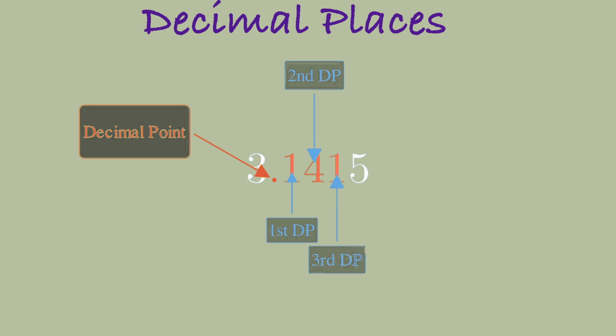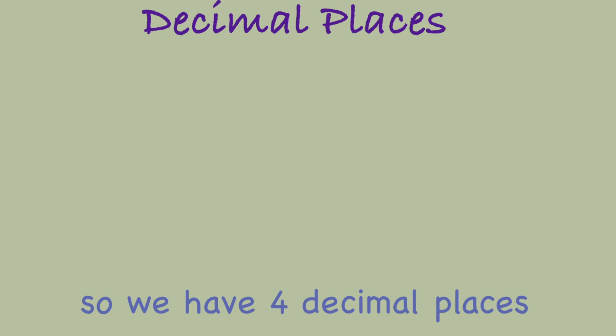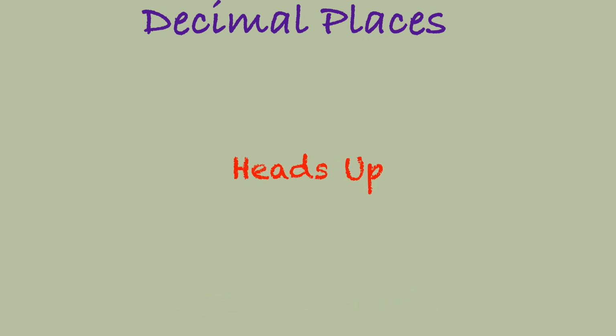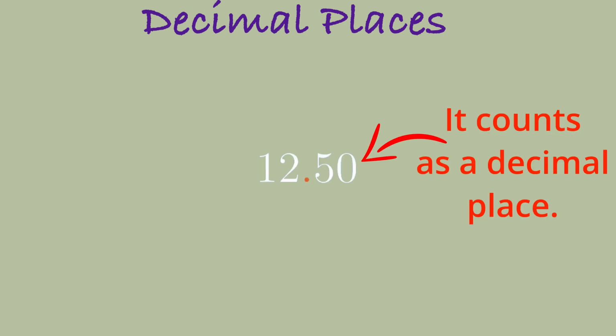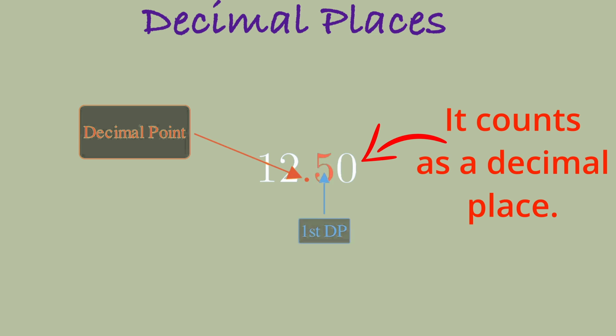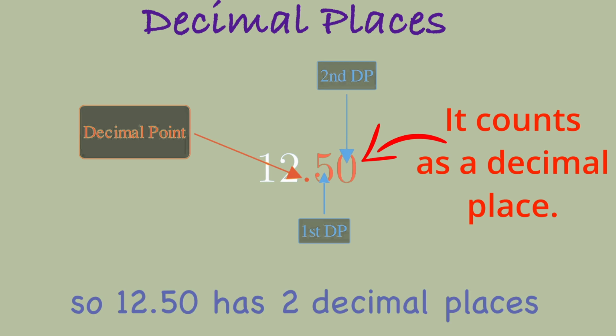That's the first decimal place. The next one is 4. That's the second decimal place, and so on. You just count them up, nice and easy. Here's a quick heads up. Now if you have a number like 12.50, the final zero actually counts as a decimal place. It tells you the measurement was precise enough to know that digit was a zero, not something else. So 12.50 has two decimal places.